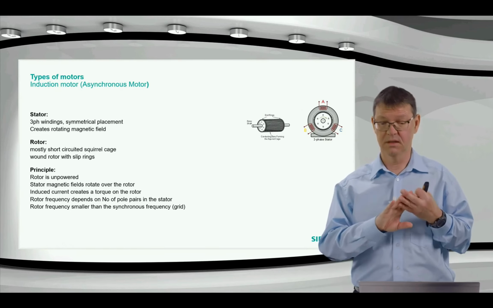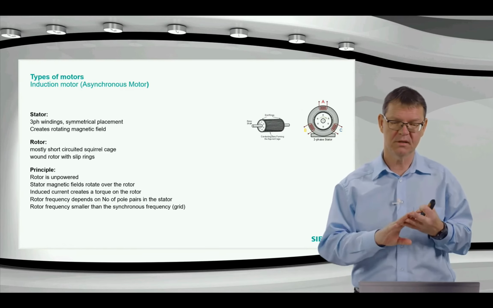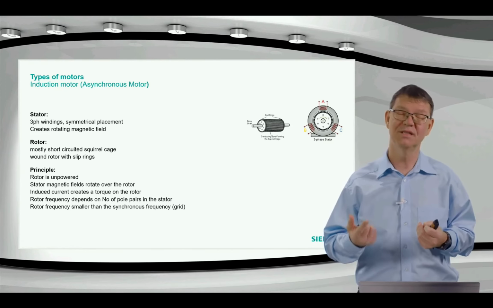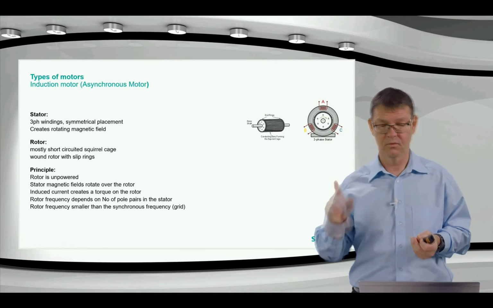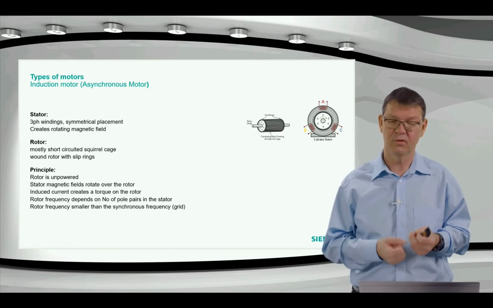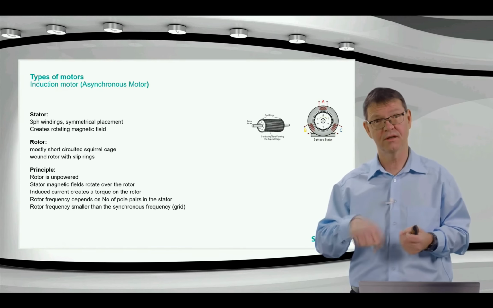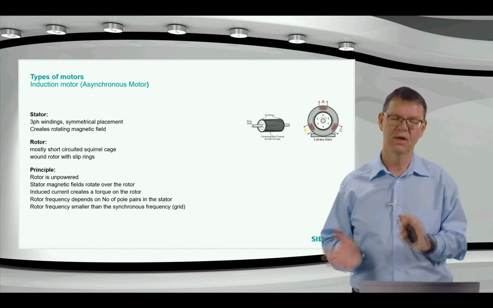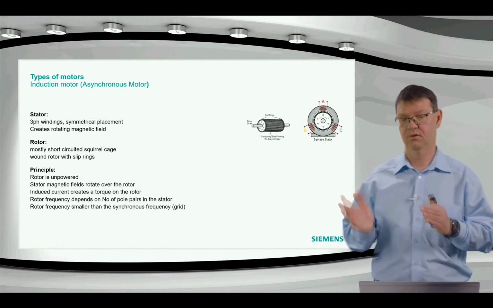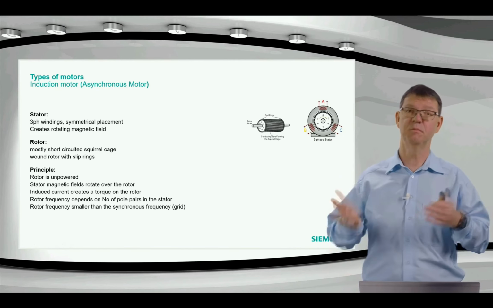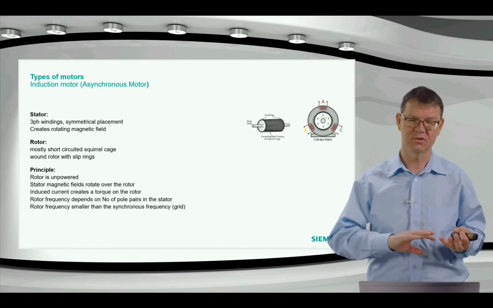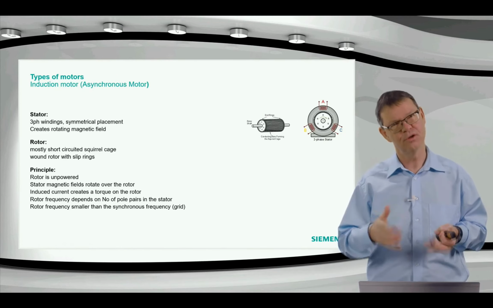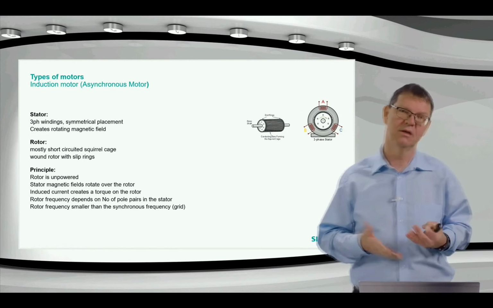It rotates with a lower frequency because to drive the machine, it needs a magnetic field rotating over the rotor to induce the voltage and the current. And with this current, we get the power to drive the machine. So the speed of the rotor is not as fast as the synchronous speed, it's below that speed. Therefore, it's also called an induction motor or asynchronous motor. So the rotor is not synchronous with the magnetic field, but slower.